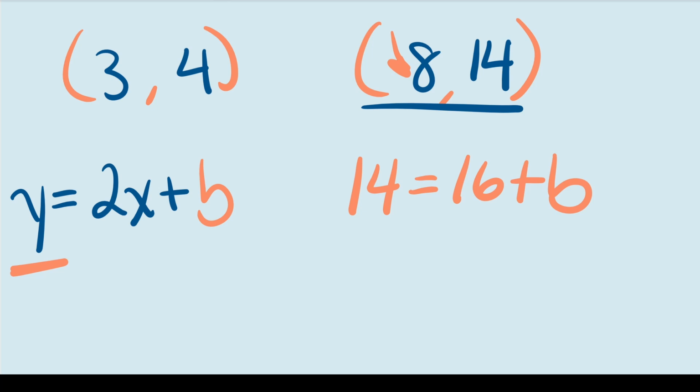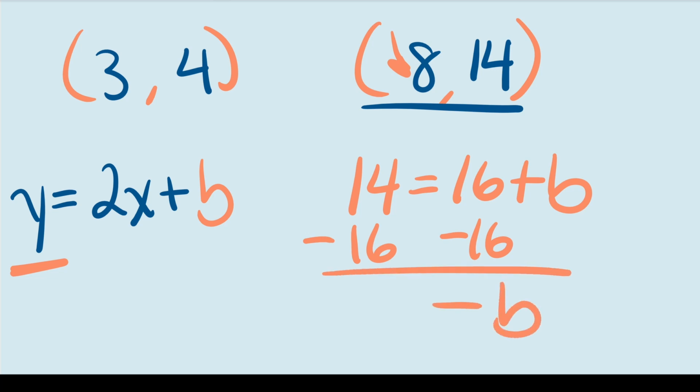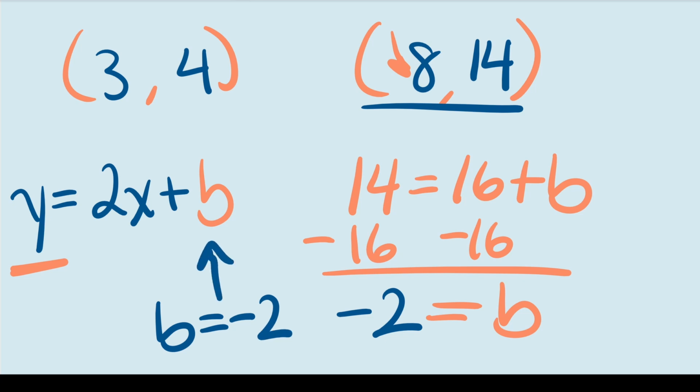Now, if we want to solve for b, all we have to do is subtract 16 from both sides, and that should give us b on the right-hand side and 14 minus 16 on the left-hand side. 14 minus 16 is negative 2, so b is negative 2. Now we can put that back into our original equation for the line. So b goes away and we replace it with a negative 2. And that gives us our linear equation, which is y equals 2x minus 2. So that's how we can use two ordered pairs to figure out our slope-intercept line equation.